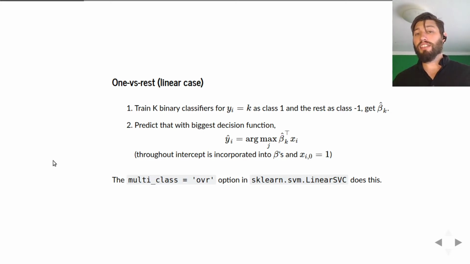But with a linear classifier, and with any classifier with a decision function, with a real output, we can say, well, which one has the largest decision function, which is this beta hat k transpose xi. So we get a bunch of different beta hats. We have k of them, and we just choose the one with the largest. So this should be an argmax sub k, not an argmax sub j. We choose the one with the largest beta hat transpose xi. And again, throughout, the intercept is incorporated into the betas.